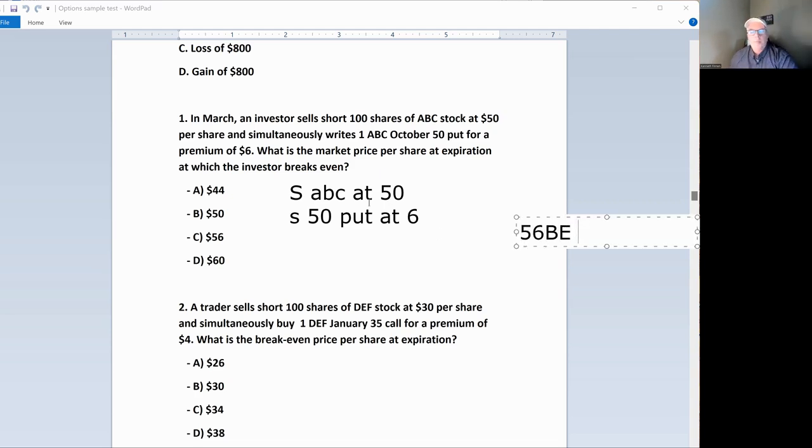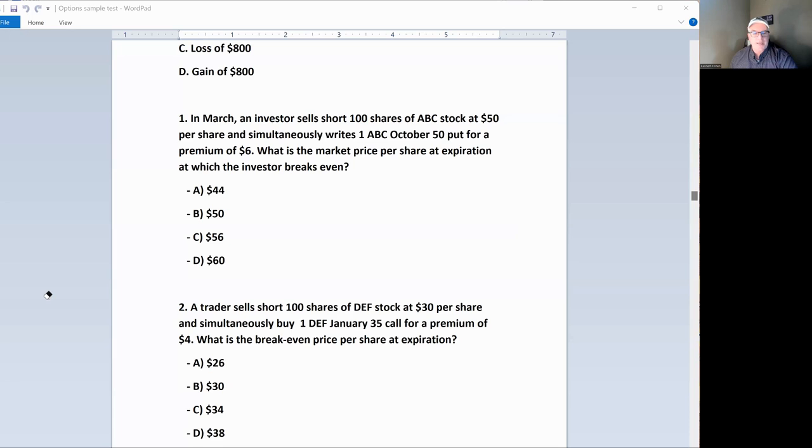I'll help you out one more. Since we're short stock, we're bearish. So we're going to be bearish. Anything below the break even is a gain. Boom, on to the next one. It's that easy. Moving on. Not a lot of wasting time on this.